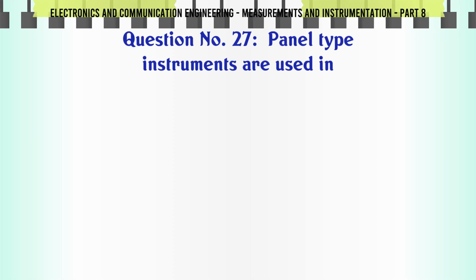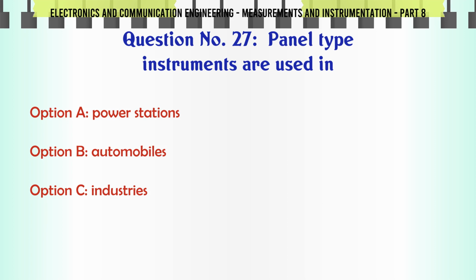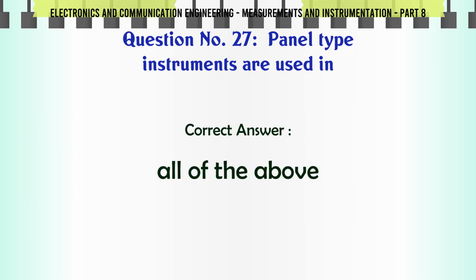Panel type instruments are used in A: power stations, B: automobiles, C: industries, D: all of the above. The correct answer is all of the above.